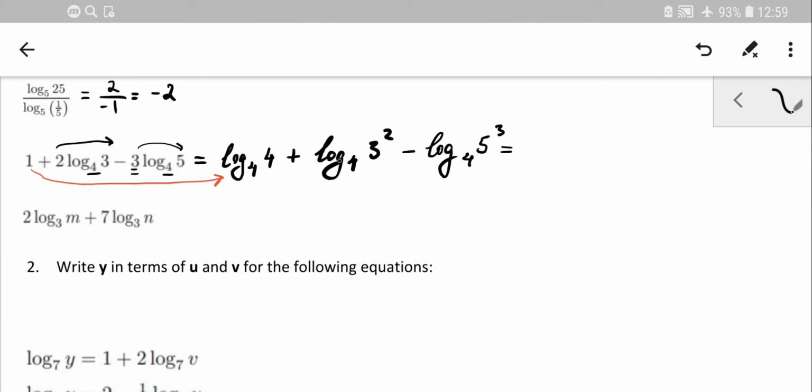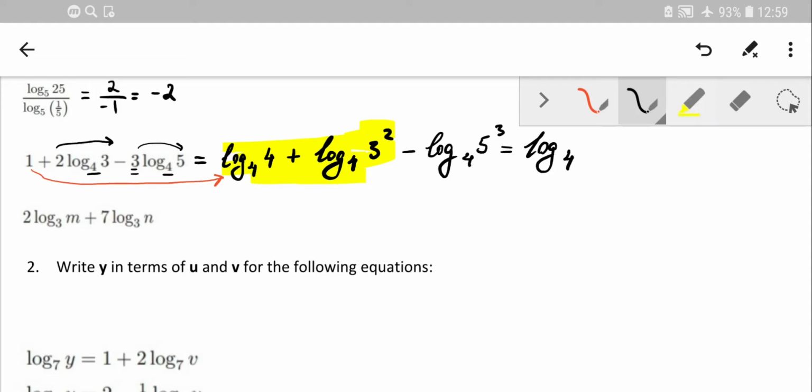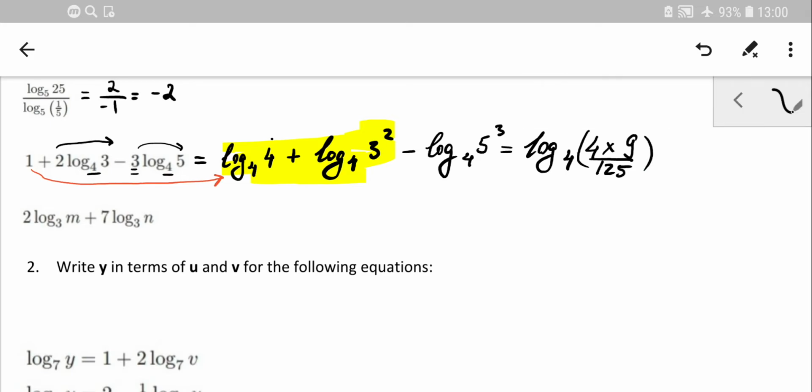So what I'm going to do, here I have multiplication, so I simply leave log with the base 4, and now I multiply 4 by 3 squared, which is 9, so 4 by 9 is 36, but I'll write it in more detail. And because I subtract 5, simply log base 4 of 5 cubed. 5 cubed is 5 squared, 25, and one more time times 5, I get 125. So I will divide by 125 in the end. And that's my number: log with the base 4 of some number.